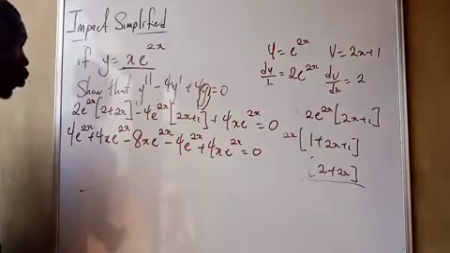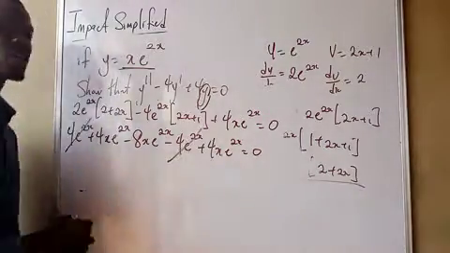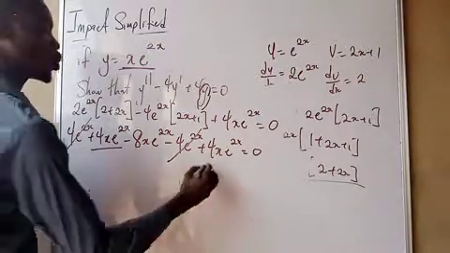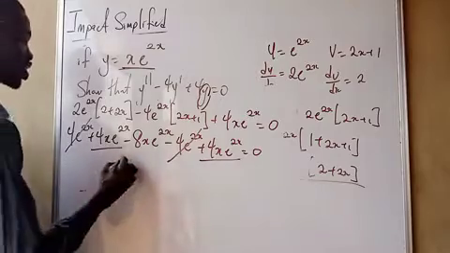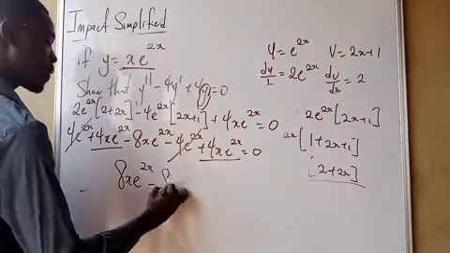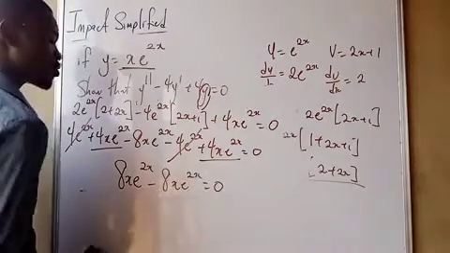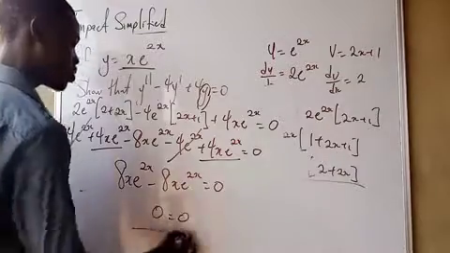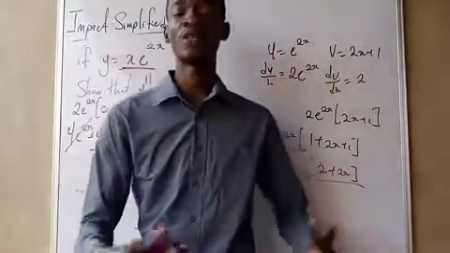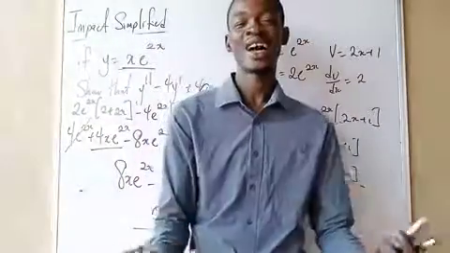So from this, what are we going to have? We can see that 4 exponential 2x minus 4 exponential 2x will be 0. And what is 4x exponential 2x plus 4x exponential 2x? That will give us 8x exponential 2x minus 8 exponential 2x is equals to 0. So if we subtract this, we have 0 is equals to 0. And that is the end of the exponential function. So you can see that all these things are easy.